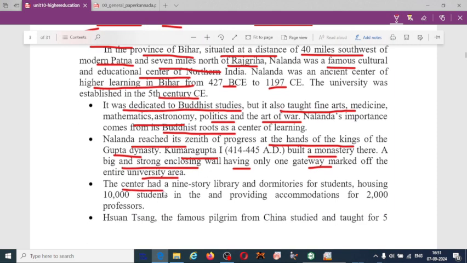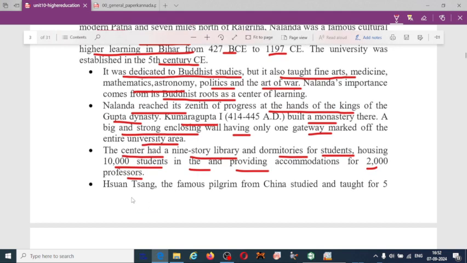So the center had a 9-story library and dormitories for students, housing 10,000 students and providing accommodation for 2,000 professors. You can see, right now also we have a higher education system with professors and students. So in that university, around 2,000 professors and 10,000 students were there in Nalanda University.